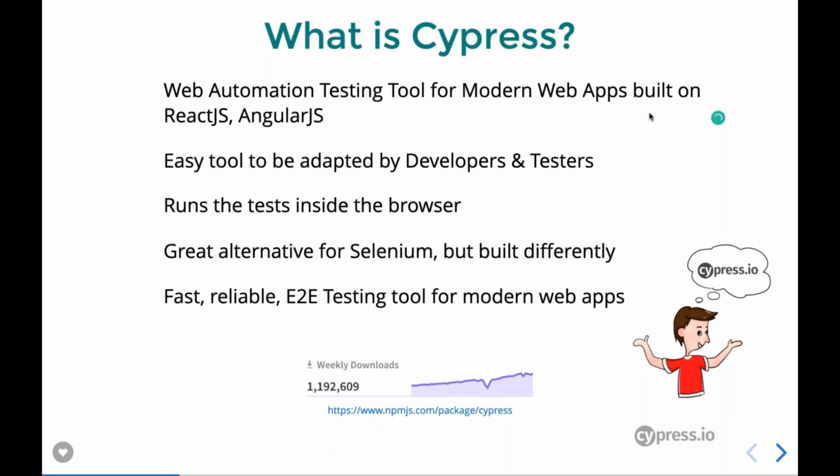So if you see here, this proves that Cypress is becoming one of the most popular test automation tools because it's been downloaded almost 1 million times every week by different users. And this particular tool is well received by developers actually, because it is much faster to script and it has very little flakiness when compared to Selenium.